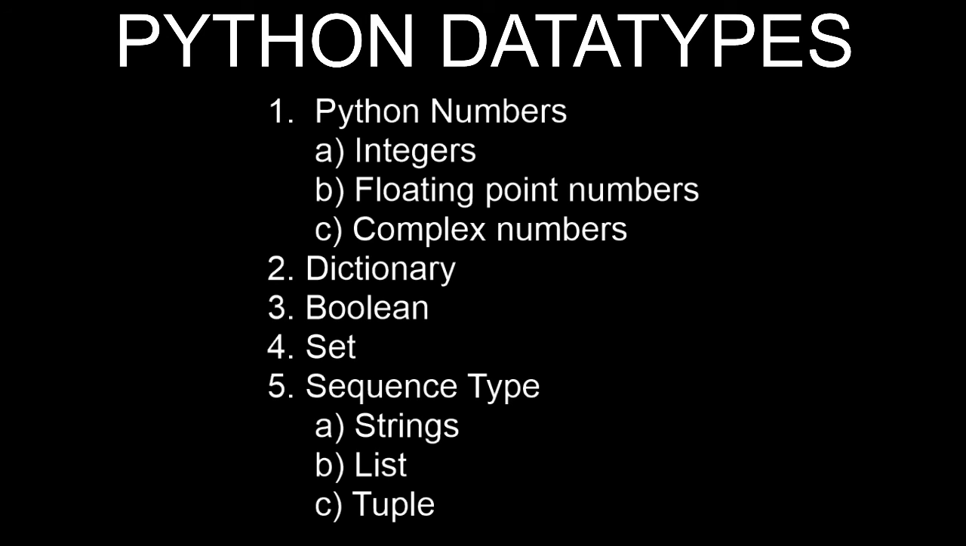So these are the 5 Python data types: numbers, dictionary, boolean, set and sequence type. In Python numbers, you can see 3 types are there, and in the sequence type there are 3 types: strings, list and tuples. So if we learn Python data types, we can declare or use our data inside our programs very efficiently.